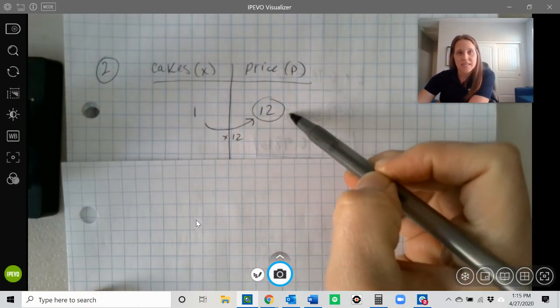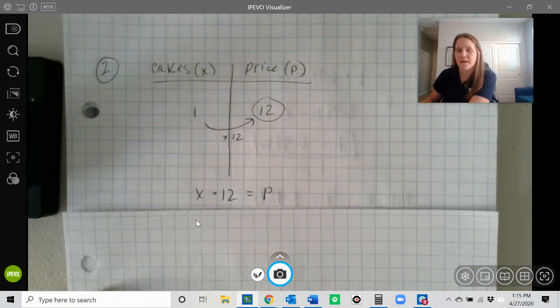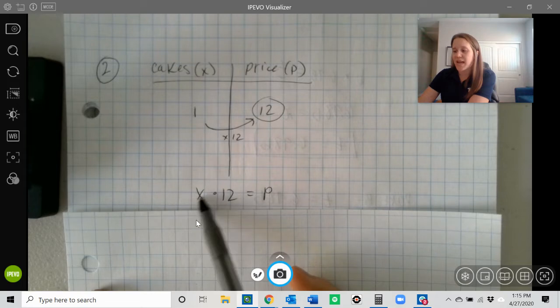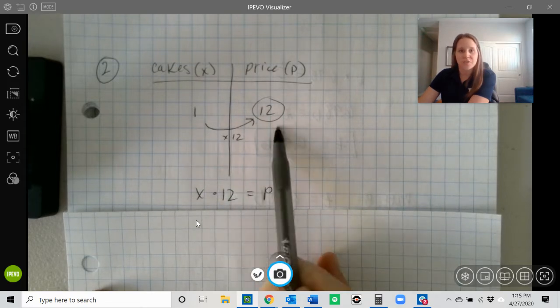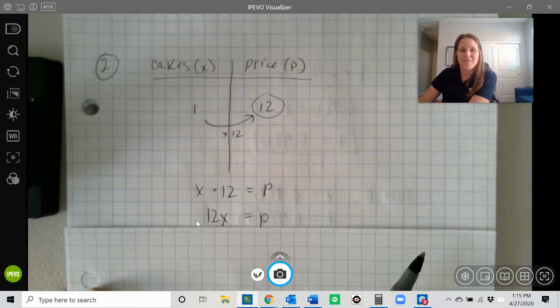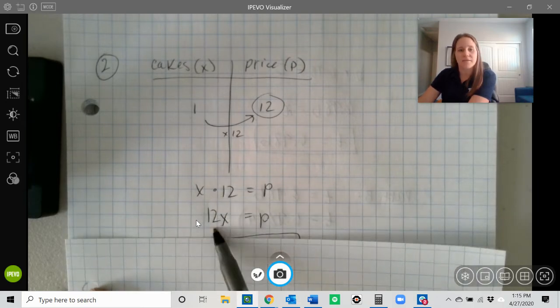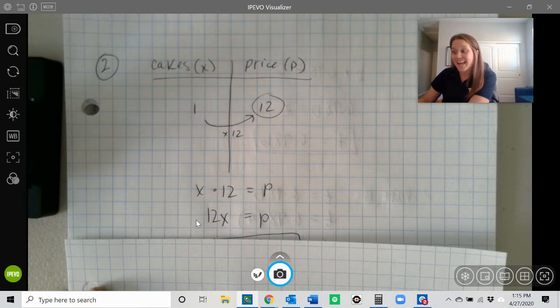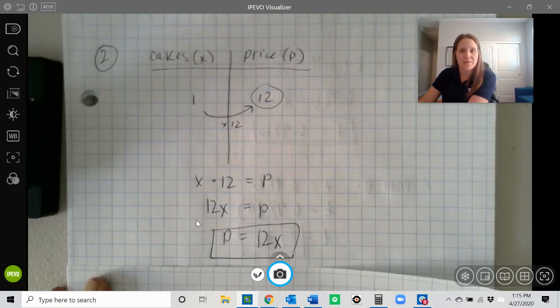If this is the COP, then I can go ahead and write my equation. I know that x times 12 equals P, the price. That's the relationship here. That's the same thing as 12x. We can write x times 12 as 12x because when I have a variable and a number next to each other, it's multiplication. And that in turn is the same thing as if I swap the left and right side of my equal sign. P equals 12x means the same thing.